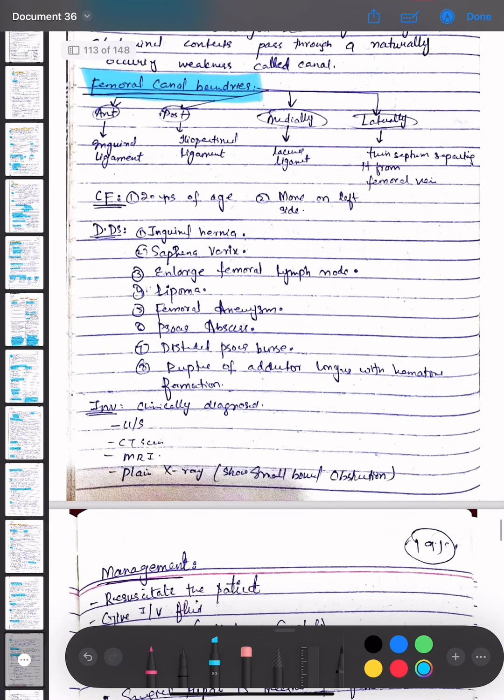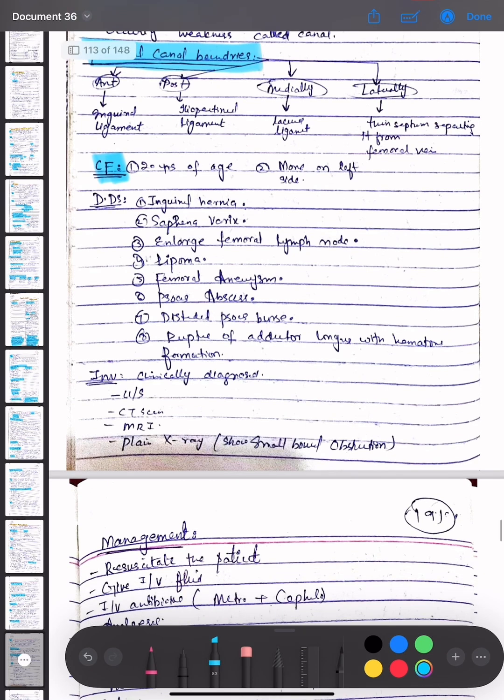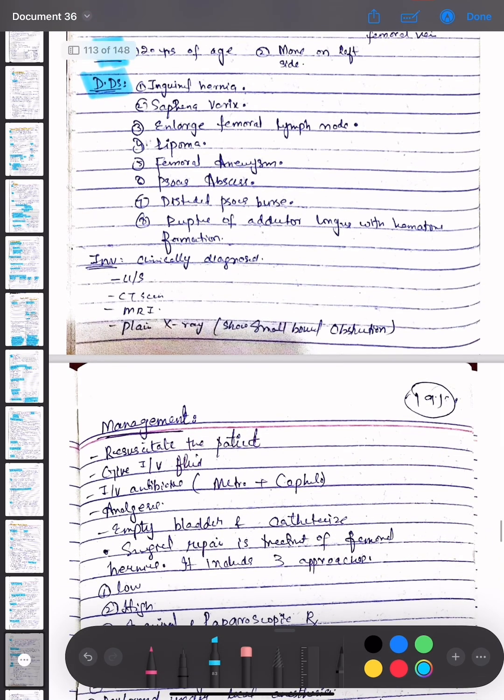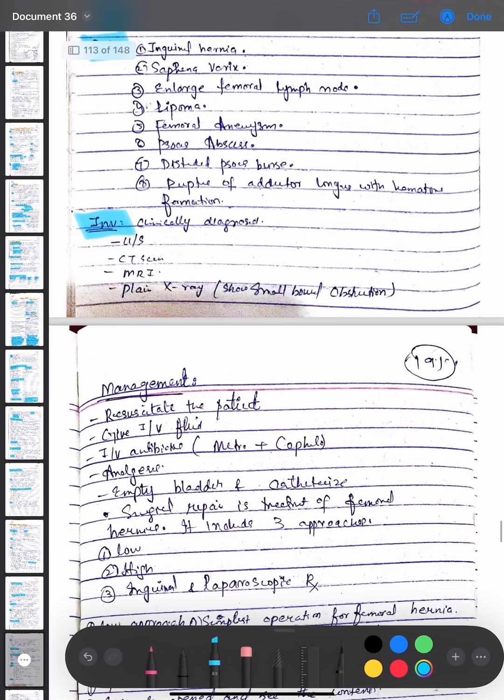Now, the clinical features: it occurs at 20 years of age and more, and on the left side. The differential diagnoses are inguinal hernia, saphenous varix, enlarged femoral lymph node, lipoma, femoral aneurysm, psoas abscess, distended psoas bursa, and rupture of the adductor longus with hematoma formation. The investigations are clinical diagnosis, ultrasound, CT scan, MRI, and plain X-ray, which shows small bowel obstruction.